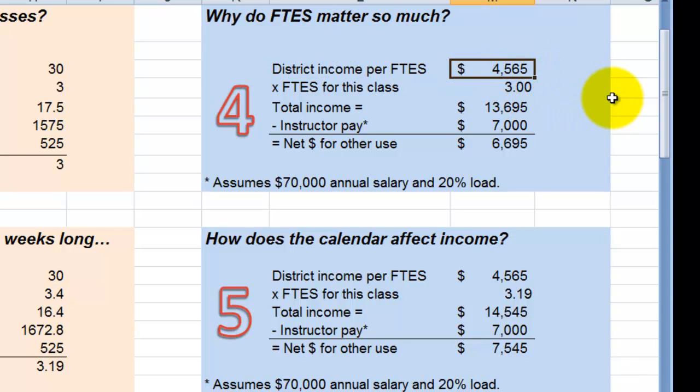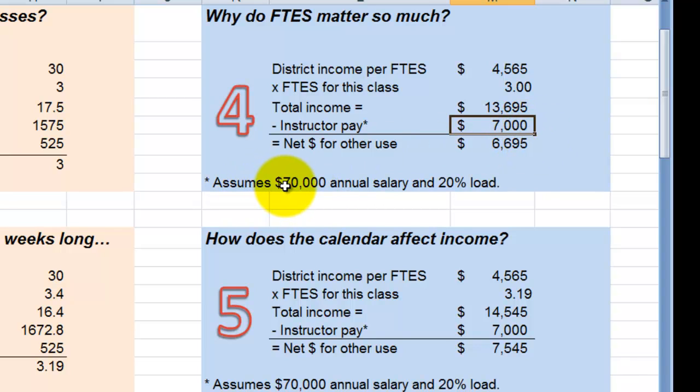$4,565 per FTES. You multiply that by the FTES earned within that class, so that's 3. And if we're looking right over here, that's 3 FTES over here. So the total income for the district is $13,695. But then we have to take out the instructor pay. Now this is a huge variable. This is a very simple example.